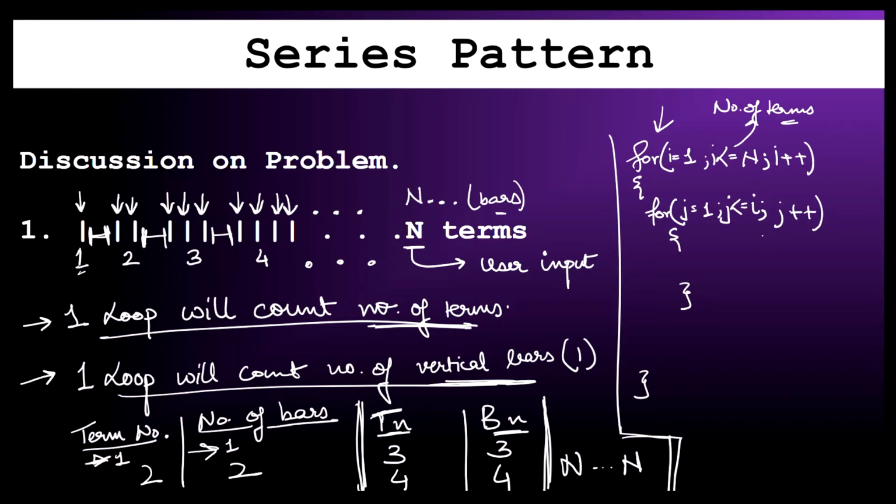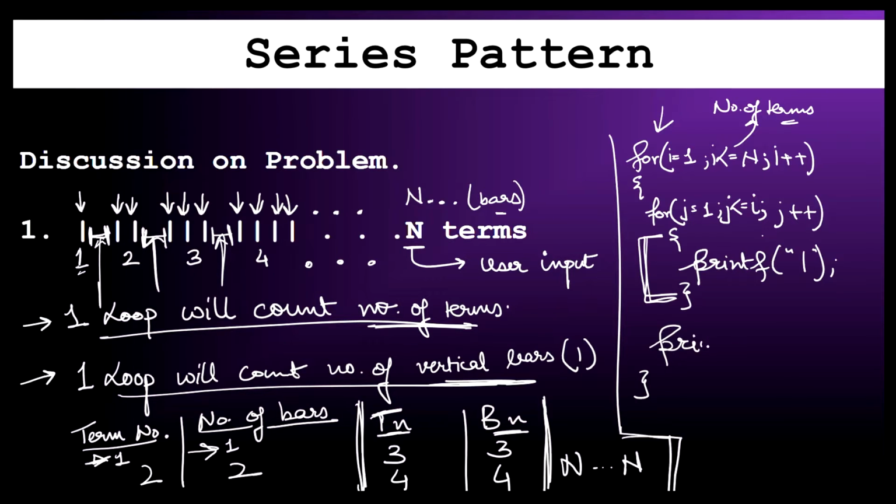Now what will we print inside the loop? We will simply print bars inside the j loop. printf in quotes, the bar, right? Now after the bar is printed, we have to leave some amount of space between the terms. So how will we print that space? We will use printf, and in quotes we will leave some gap, and then our program is done.